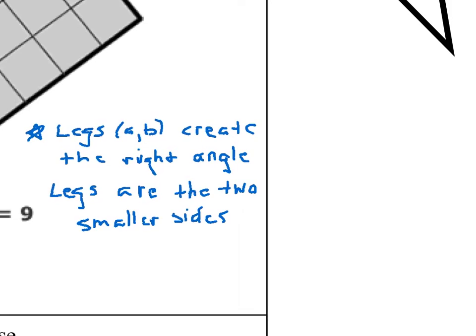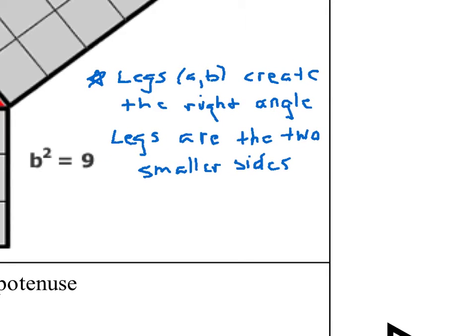So when we look at the legs, this is the most important thing when using Pythagorean theorem, is that we have correctly labeled the legs, A and B. So we need to know what those two things are first. So we know the legs always make the right angle.